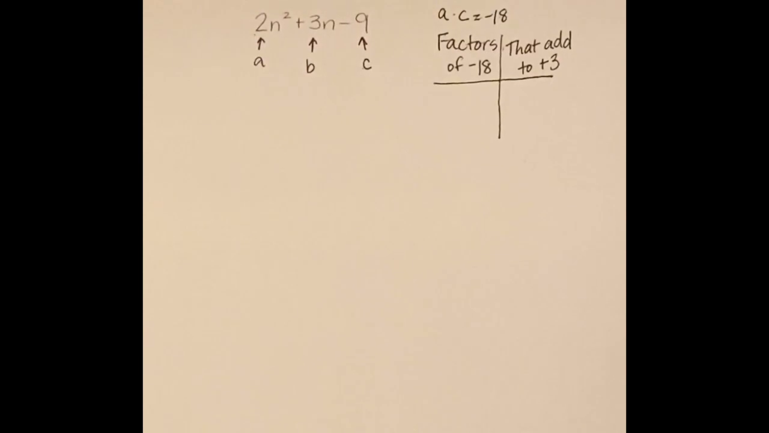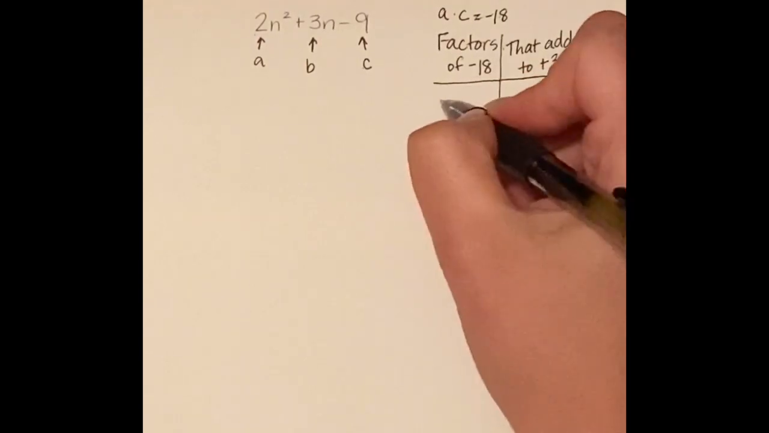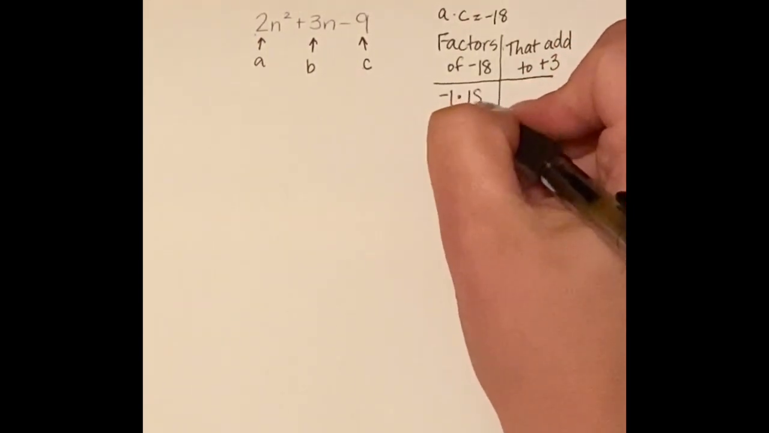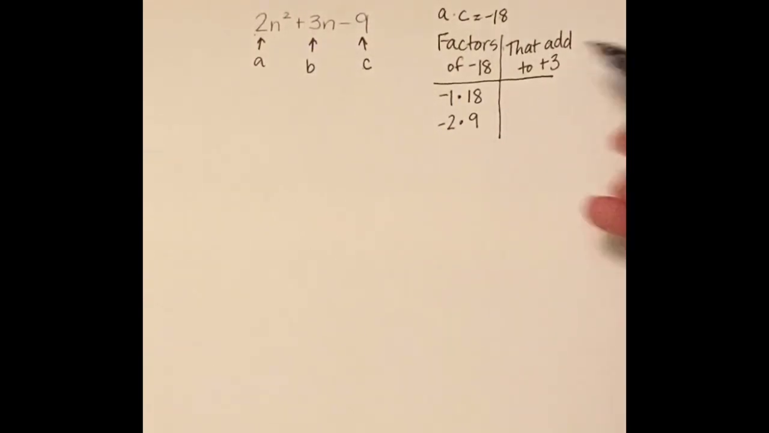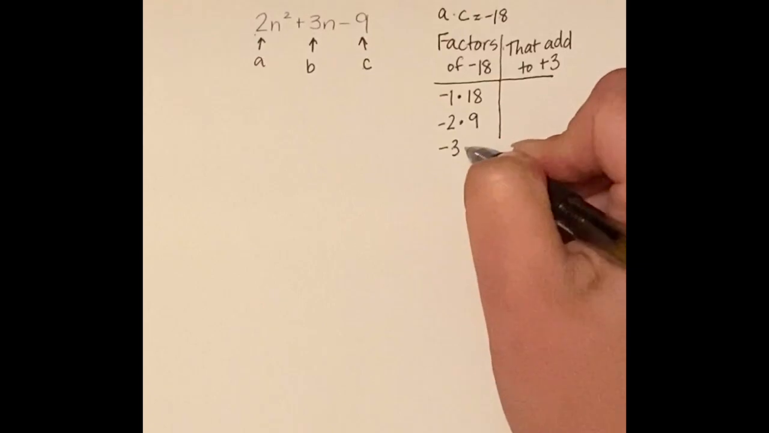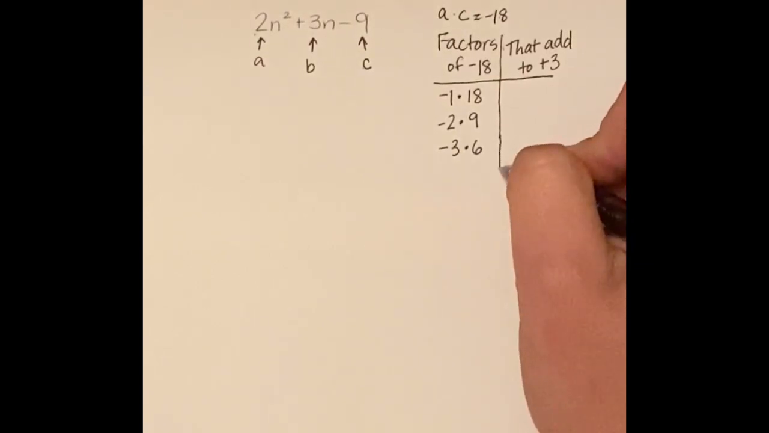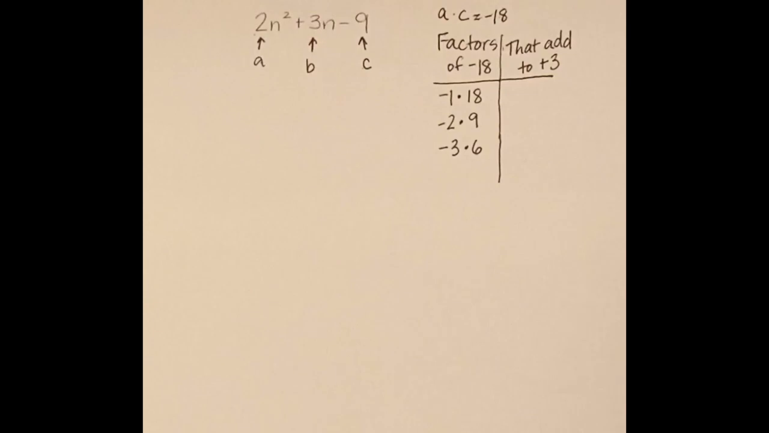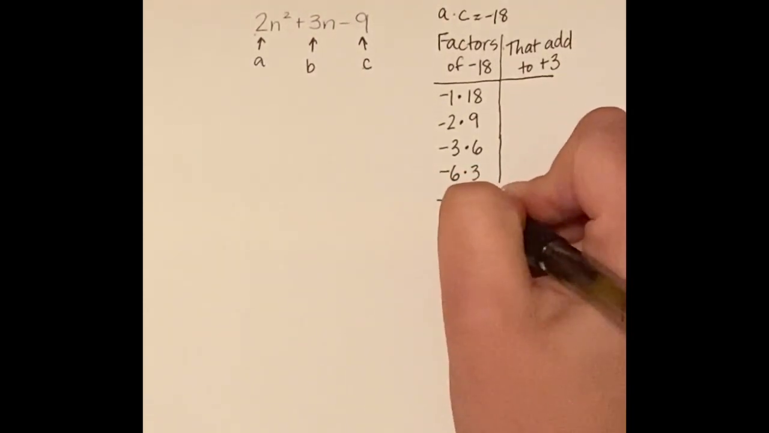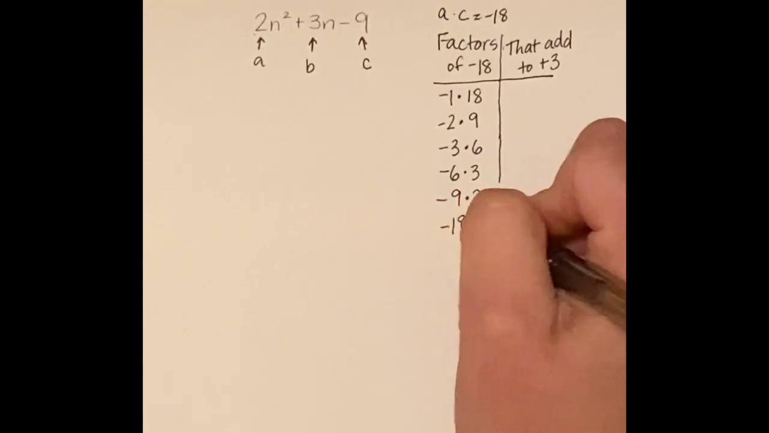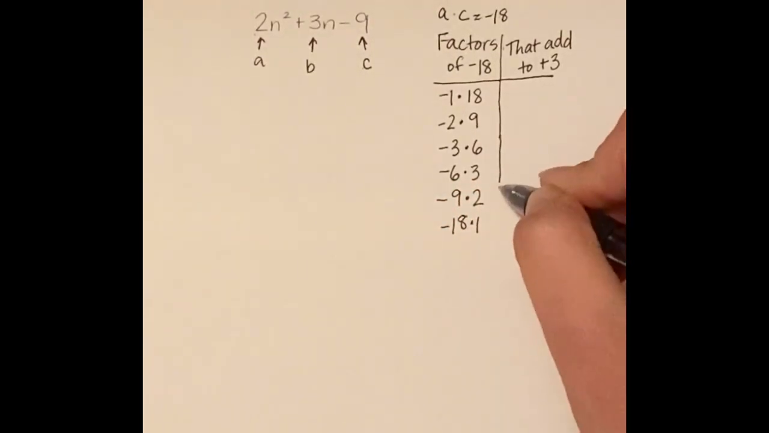As we think about the factors of -18, when you're multiplying two numbers and the resulting product is negative, that means one of your numbers had to have been negative. So we've got, of course, -1 times 18. We've got -2 times 9. We've got -3 times 6. 4 doesn't go into 18. Neither does 5. But then we've got all of these kind of in reverse, I guess you could say. So here we go. The factors of -18.